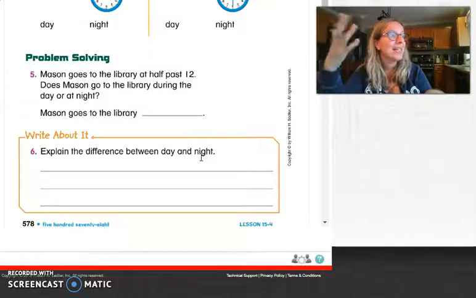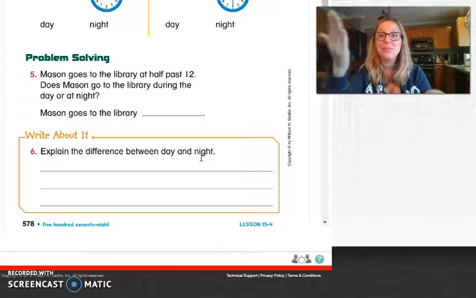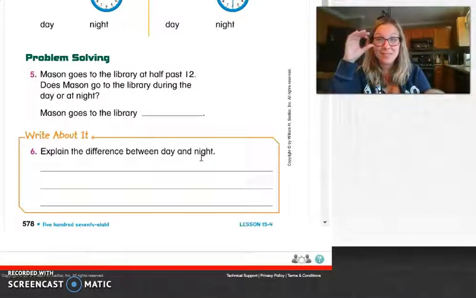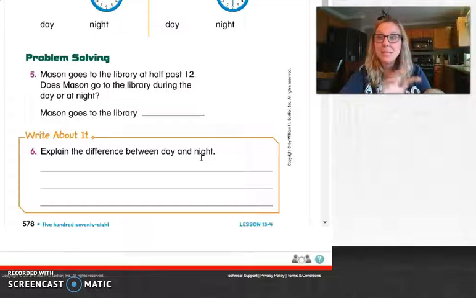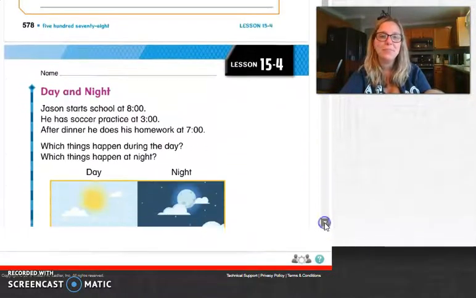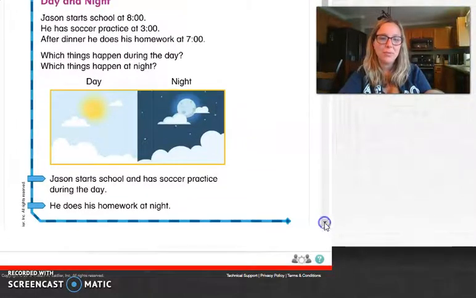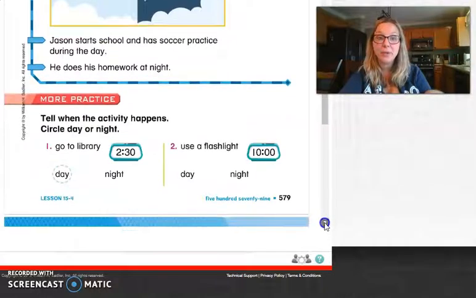We know that during the day it's light out, the sun is shining, and that's when we do a lot of our activities. We know at night it's dark out, the moon and the stars are out, and that's when we are usually sleeping or winding down from our day. We talked about the daytime and the nighttime sky in science not long ago. So now we're just talking about that same difference, but using time to help us determine if it's day or night. So on the top of the next page, this is just a reminder about what we just talked about with Jason going to school and practice during the day and then doing homework at night.